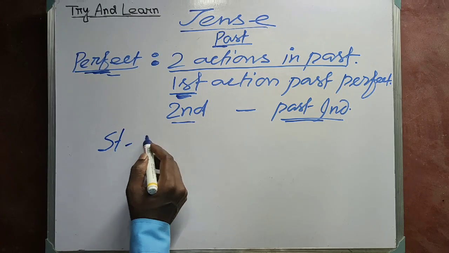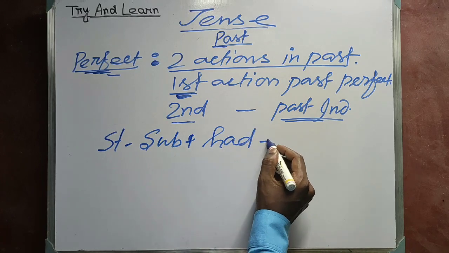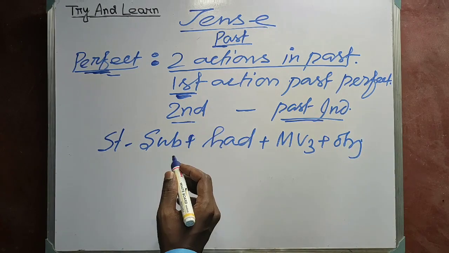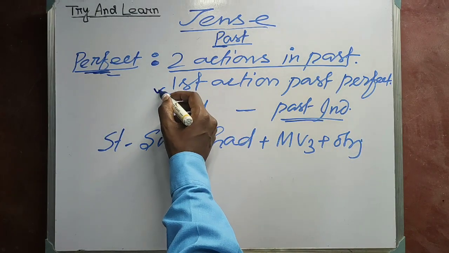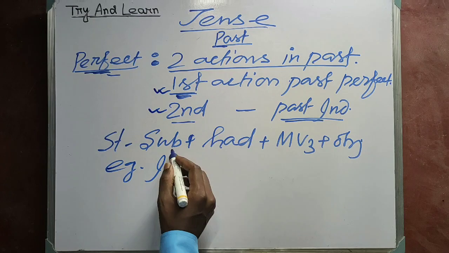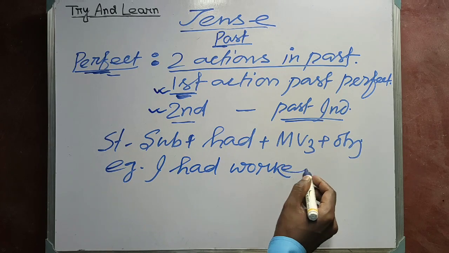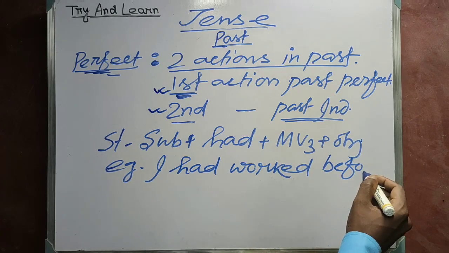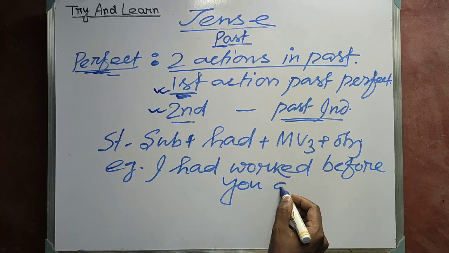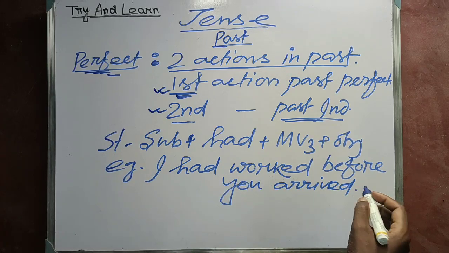Next, structure: subject, perfect tense have verb, past tense had, plus MV3, plus object or complement. As an example, if the first action is my work and the second action is your arrival, then I, subject, had worked, V3, before you, second action past indefinite, arrived. I had worked before you arrived.